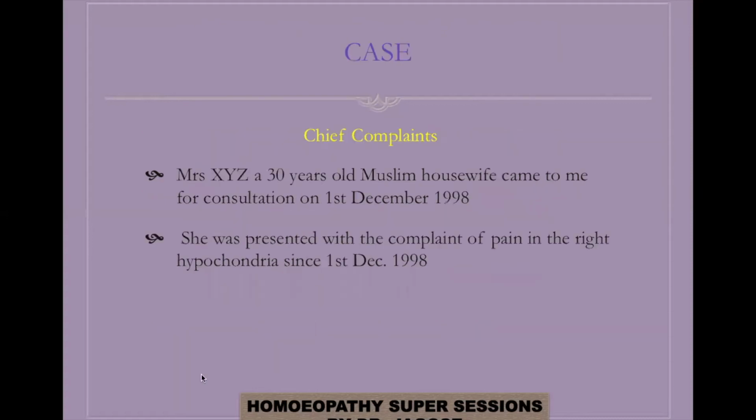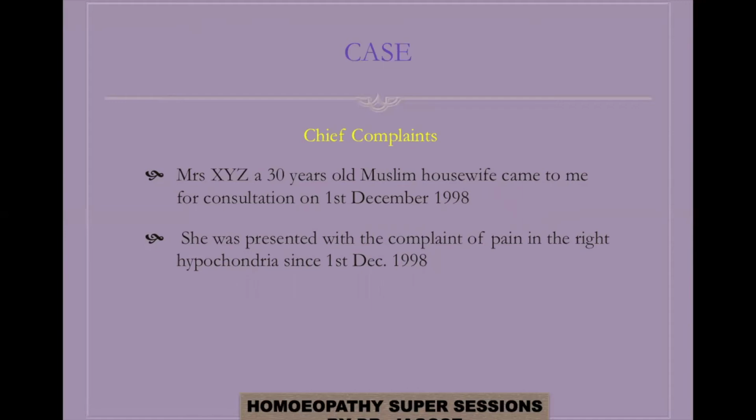So now let me demonstrate a case in which I will tell you how to work out the case on these 7 points. My focus is only on assessing the state of susceptibility. I'm not going to go into the other details of the case regarding the remedy, the potency, the repetition, and the follow-up, and so on. I'm only going to focus on how we assess the state of susceptibility.